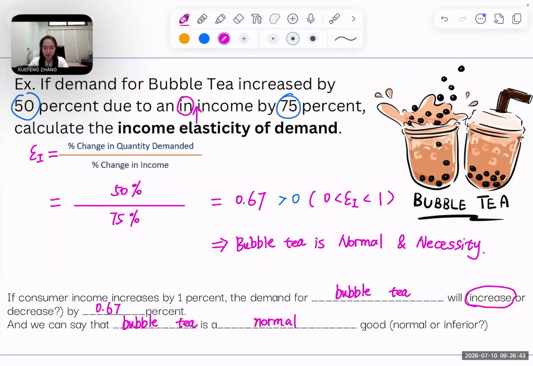When you get richer, you buy more bubble tea, but not dramatically more, okay? Because we have the income elasticity, which is less than one. So it means that when you have more income, you don't buy the bubble tea dramatically more. You don't suddenly drink 5 cups a day. So that means bubble tea is a normal necessity, not a luxury. Income elasticity tells you when people get richer, do they buy more or less, and by how much more.